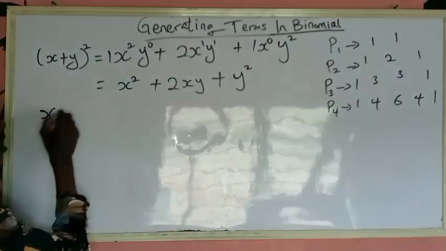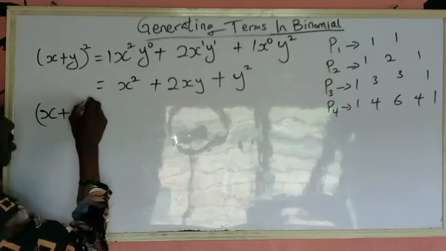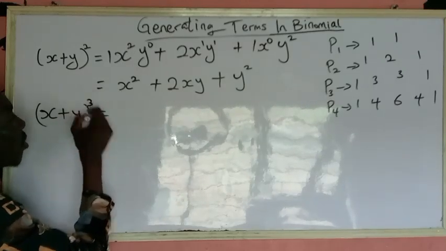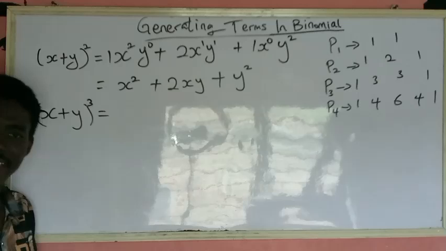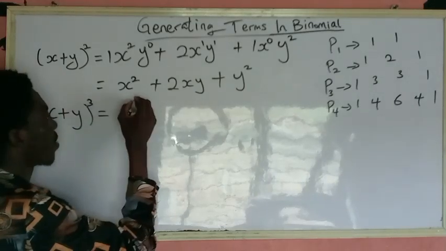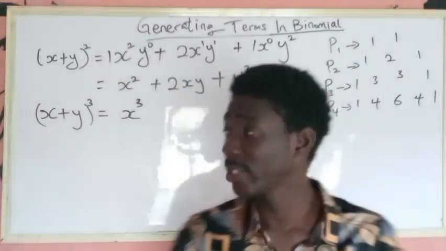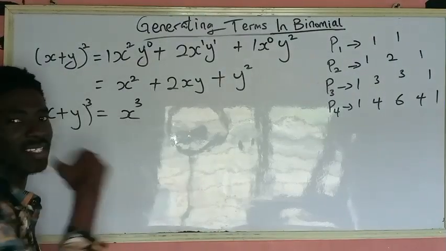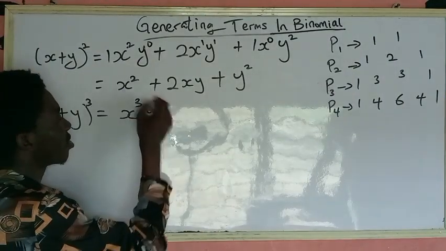Good. Next one, you have x plus y raised to power 3. How will I generate this? Very easy. I will just take an x raised to power 3. Can you see that? x raised to power 3. The y starts from 0, so you have y raised to power 0.